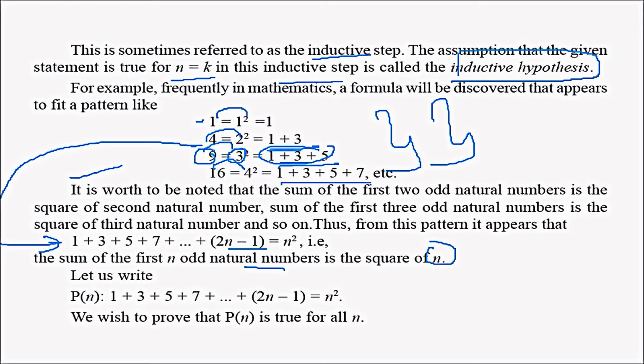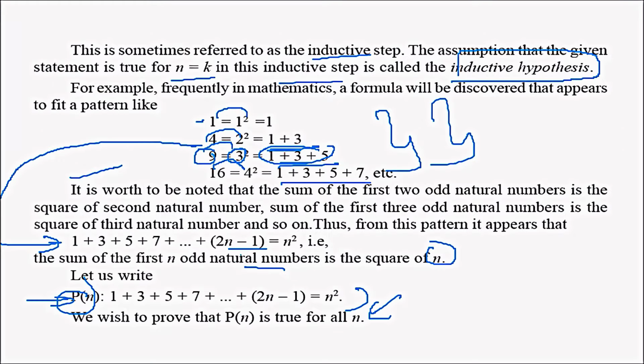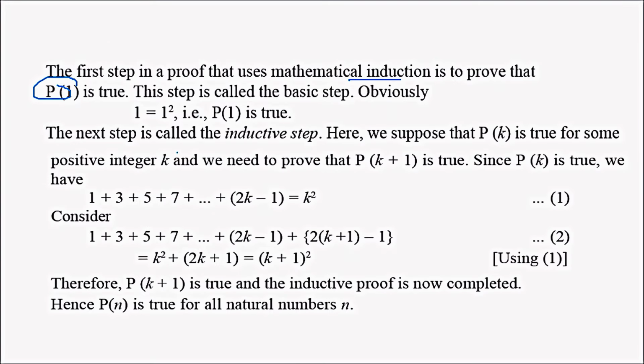So let us start our mathematical induction, where Pn is what we have been given. You want to prove this Pn is true for any n you can assume. So the first step in this proof, using mathematical induction, is that P1 has to be true. This is obviously true. Why? Because in 2n minus 1, you place 1 here, and you place 1 here, and both sides you will get 1. So the basic step is done. 1 is equal to 1 square.